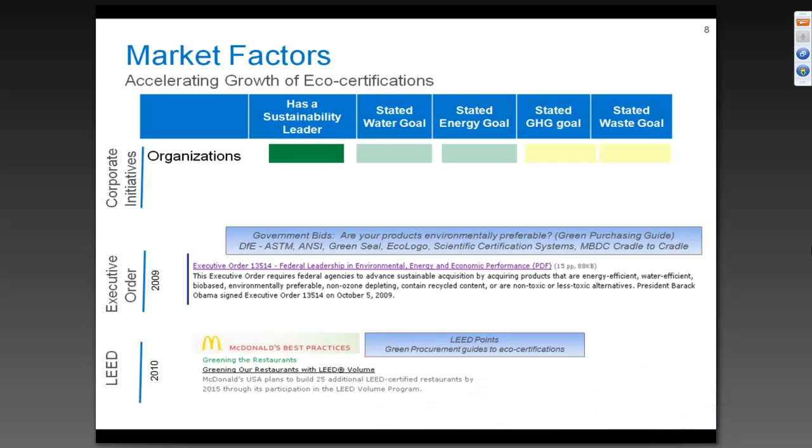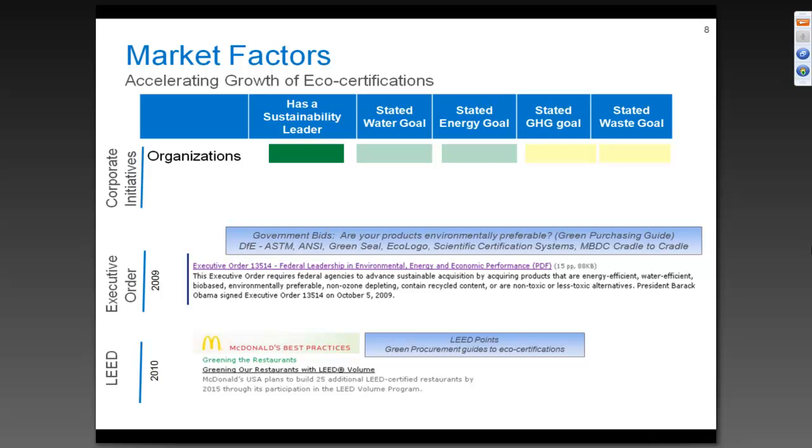The next is, what are the drivers on the market today that we see for eco-certification? So I have three bands here, and these are not necessarily in order of importance, but first is corporate initiative. Many of our corporate customers are really focused on sustainability. More than 80% have a sustainability leader identified in their organization. Many are part of the Carbon Disclosure Project, report their water and energy goals, and more and more are stating publicly GHG goals and waste goals. And then sometimes as part of their initiative, they will incorporate eco-certifications into their strategy. So that is certainly a driver for eco-certification.